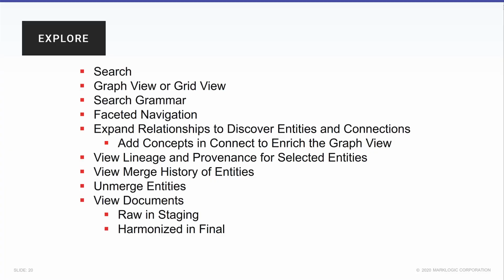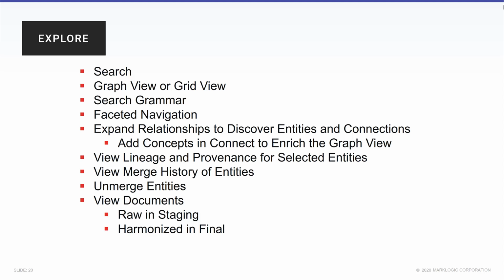And that is your whirlwind tour of Explore. We saw how we can search our integrated data, and we can query using a powerful search grammar. We saw that we have a graph view or a grid view to analyze our data. There's faceted navigation. We can expand relationships to discover entities and their connections. We get to add concepts and connect to enrich the graph view to uncover new connections and relationships. For any piece of information, we saw we could view its lineage and provenance for selected entities.